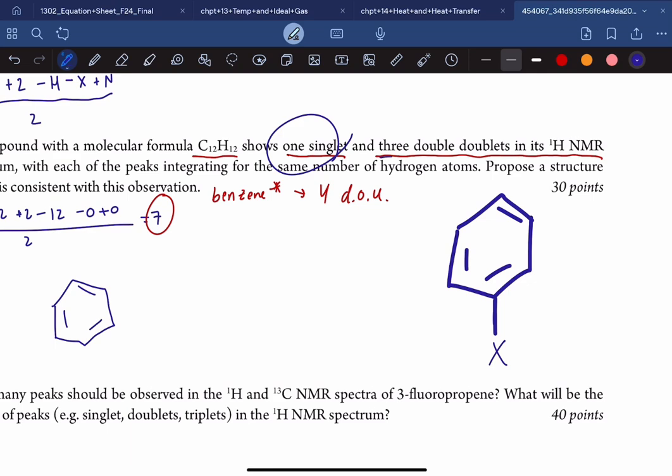And then we have 3 double doublets, okay? What that means is if you have a hydrogen here, right? And we have an X here, and we have a hydrogen here, and we have an X here, and let's erase this and say we have a hydrogen here, and an X here. Do you see at this signal, right? Let's see. Let me chop that actually. What am I trying to say here?